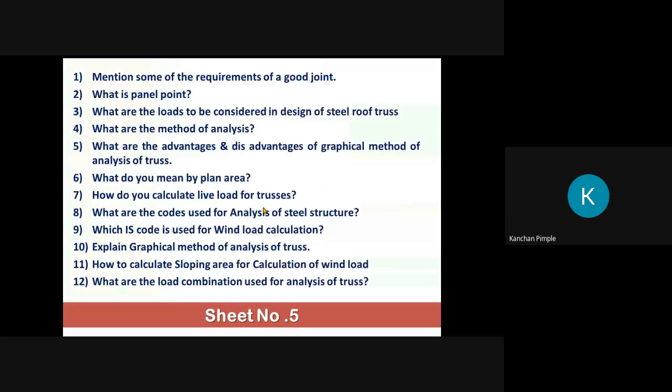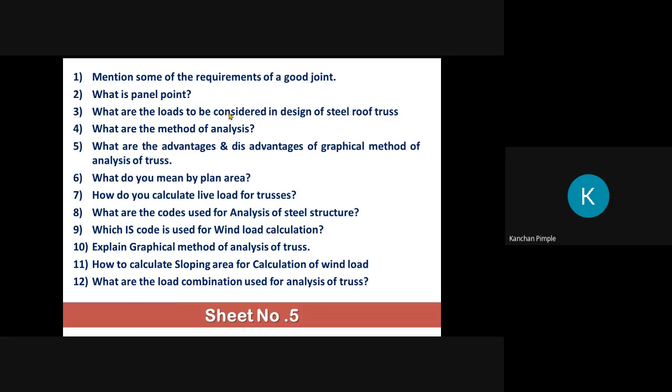Now let's go to sheet number 5, the same questions. And in that sheet, you have to know what are the requirements of a good joint. What is the meaning of panel load? Do you remember panel load is nothing but the joint load? And what are the types of panel load? Dead load, live load, wind load. Do you remember? These are the panel loads which are acting at a joint.